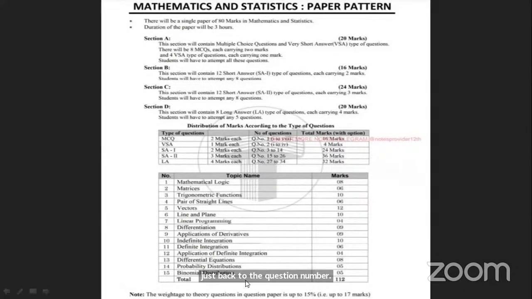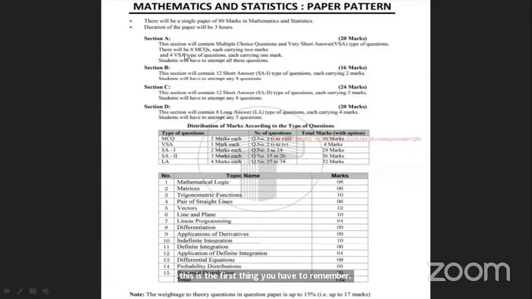For example, if question number 1 has correct option A, you write question number 1, A, and also write the answer. So these 3 things are expected: first, the question number, then its option, and the correct answer. If you write all these 3, then you will get full marks if your answer is correct. That is the first thing you have to remember, because I have seen students solving over 1 or 2 pages, and somewhere at the end their answer was there. It should not happen like that.